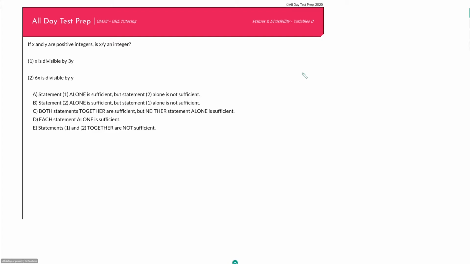Let's do some more divisibility problems involving variables. This one says, if x and y are positive integers, is x over y an integer? So is x over y equal to an integer?